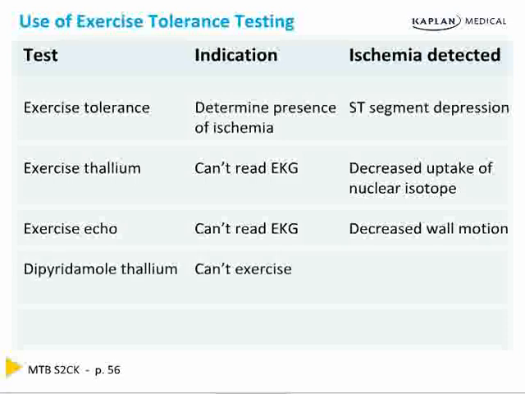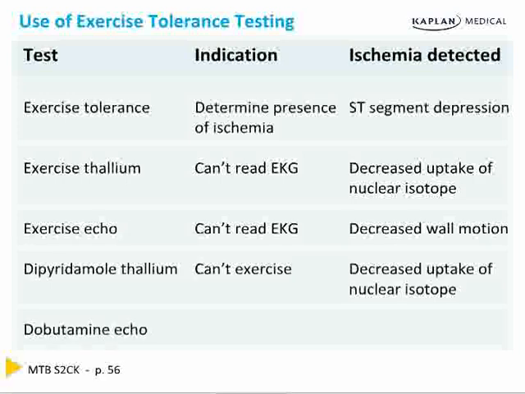Dipyridamole thallium has the same indications as an exercise thallium, except in the person who simply cannot exercise. And you look for a decreased uptake of the nuclear isotope, the same as you would in a stress thallium. And dobutamine echo has the same indication and decreased wall motion, the same findings as you would on a stress echo. It's just in a person who cannot exercise, which is fairly common.